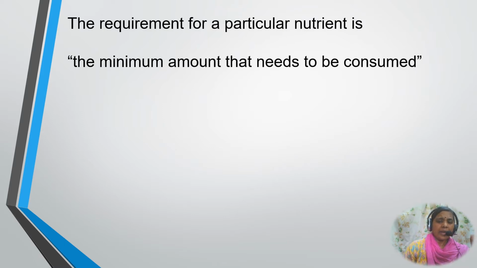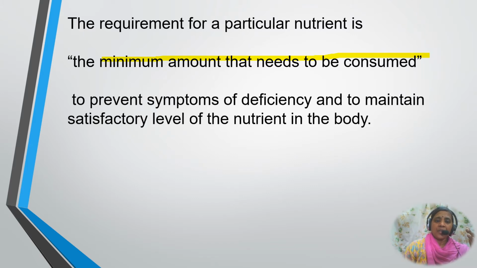See, the requirement of a particular nutrient is defined as the minimum amount of the nutrient that needs to be consumed. It serves two different purposes. One is to prevent the symptoms of deficiency, so there should not be any deficiency, and also it has to maintain the satisfactory level of the nutrient in the body. This is what is referred to as the nutrient requirement.